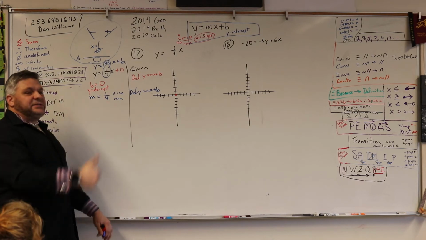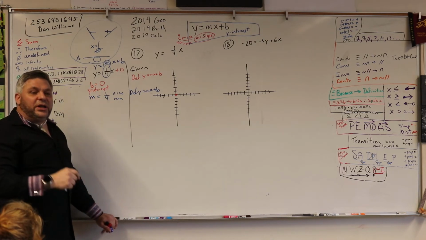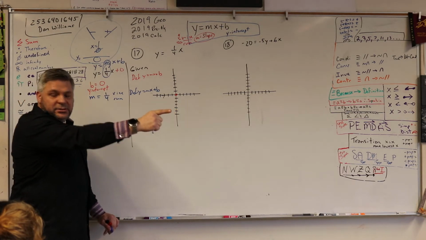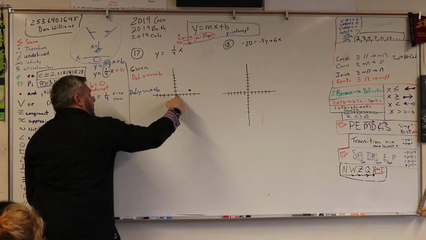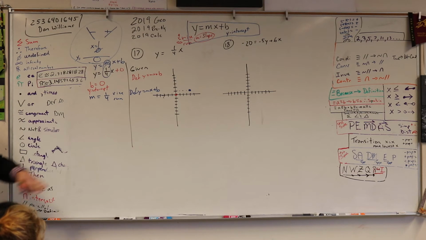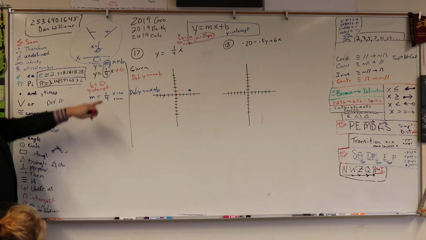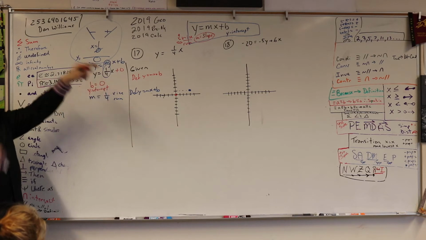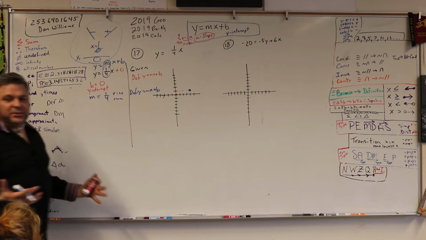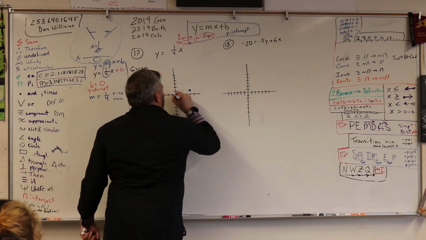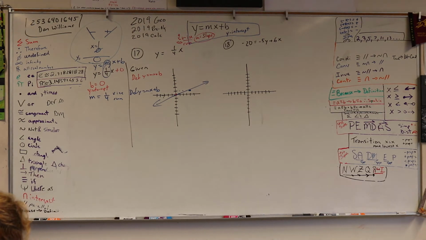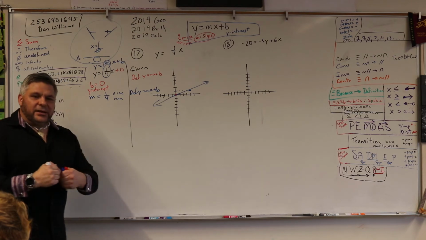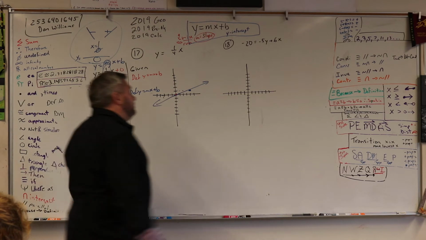If I'm rising positive 1, I'm going up. If I'm running positive 4, I'm going right. 1, 2, 3, 4, and that's my point. From the last point, not necessarily the origin, from the y-intercept. It just happens to be the origin on this one. Okay? And that's your line. It's that simple. Graphing should be easy. Don't make it hard. Okay? Alright, here's another one.